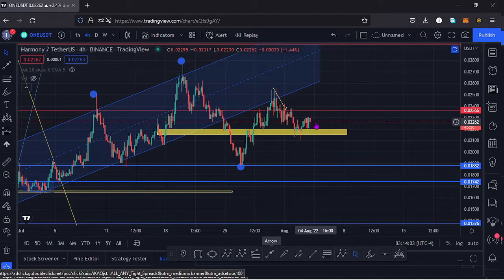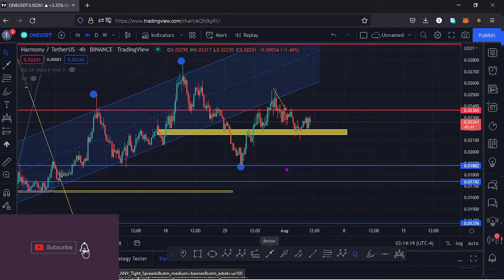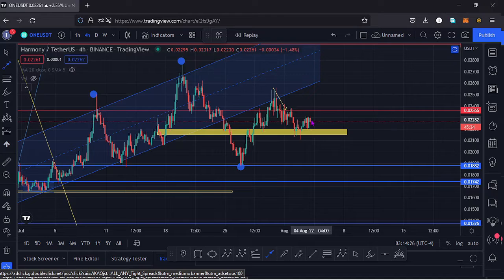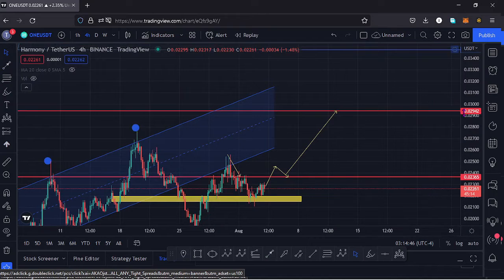And that brings me to the first movement that I expect to play out on this chart. The first movement that I expect to see is that Harmony One can continue pushing to the upper side and manage to break above this key area of resistance. And once that happens, we have a successful retest. And once the retest is a success, then that would unlock even higher prices and could take us to around the $0.03 mark, where we have our next key area of resistance.